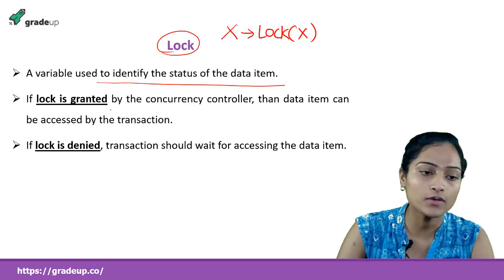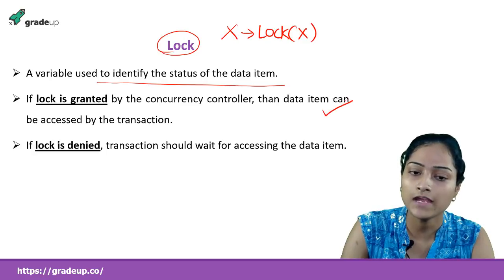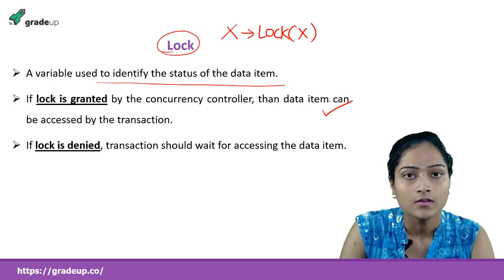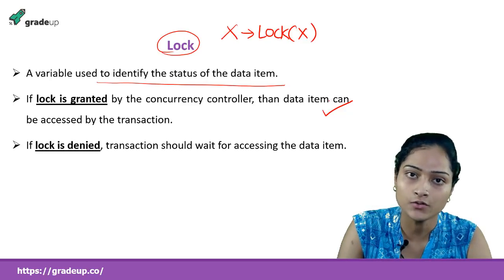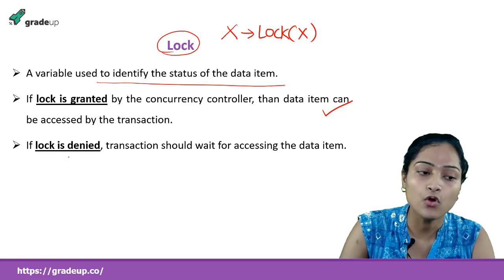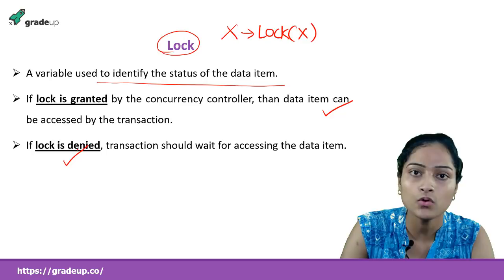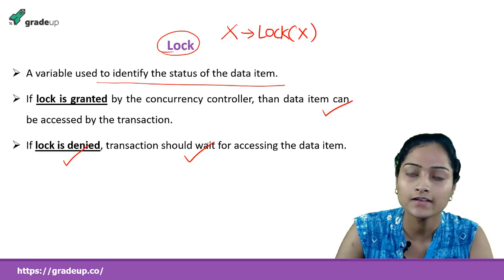See, if the lock is granted by the concurrency controller, then the data item can be accessed. The transaction can access that particular data item. It can read that data item or write that data item according to its need. And if lock is denied, that is, the concurrency controller has not provided you lock on that data item, then you should wait for accessing that data item.